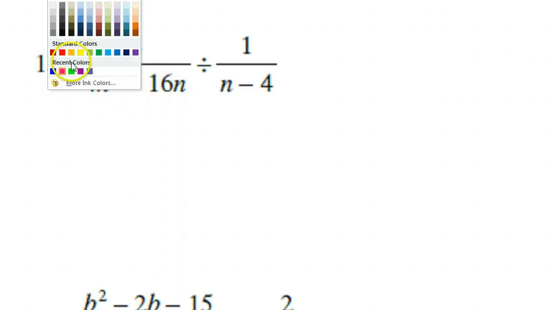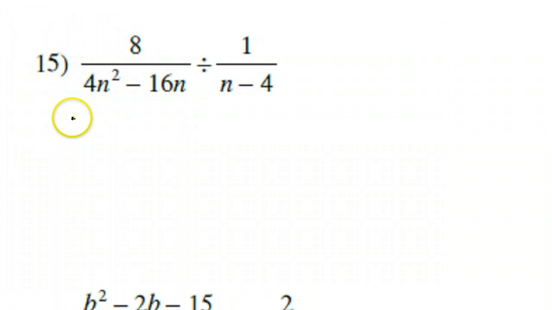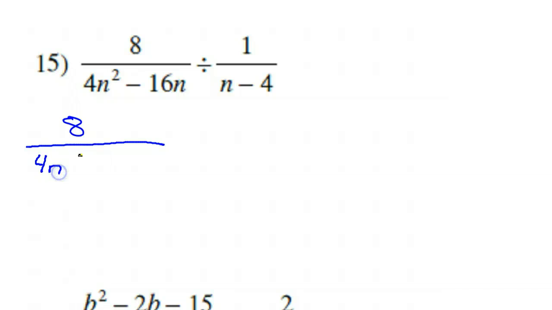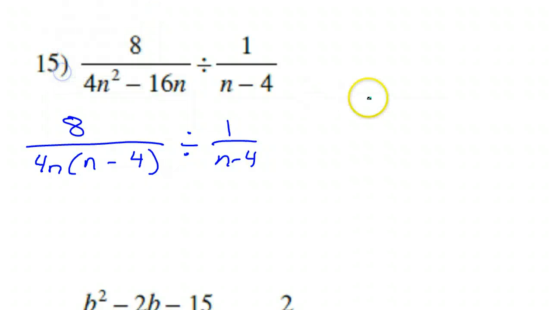Alright, let's do some factoring. The GCF here is 4n. That's going to leave behind n minus 4. So 4n squared minus 16 factors like that, and then divided by 1 over n minus 4. Right here is a good place to state your restrictions.